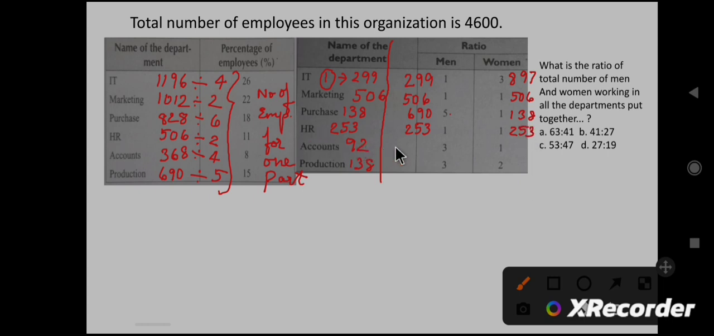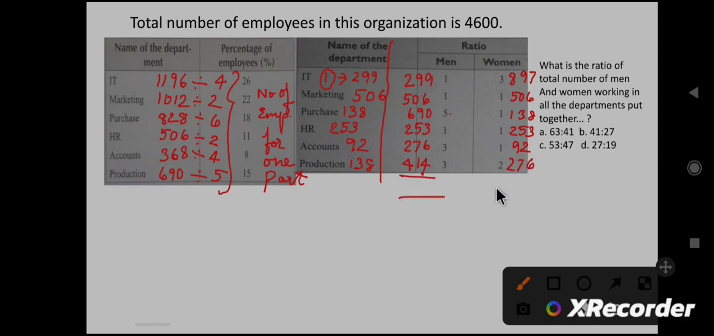For accounts, one part is 92, but for men they have asked 3 parts, so 92 into 3 is 276. 276 men are there in the accounts department, and for women it is directly 92 because it is one part. For production, one part is 138, but for men it is 3 parts, so 138 into 3, we will get 414. For women it is 138 into 2, 276.